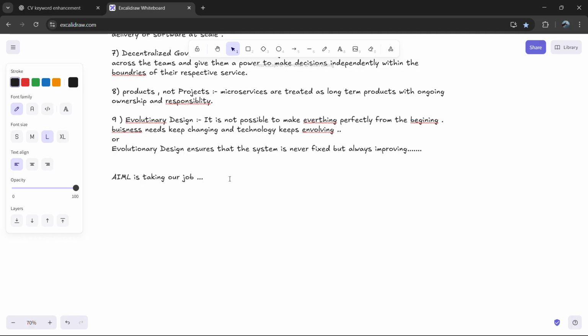Design for failure builds resilience. Decentralized data gives independence, and infrastructure automation makes running services easier. Decentralized governance provides freedom. Products, not projects, give long-term value, and evolutionary design allows growth. Together, these principles ensure that the software is scalable, flexible, reliable, and business friendly. Okay, so these are the basic concepts of microservices. I hope you all understand how a microservice works.